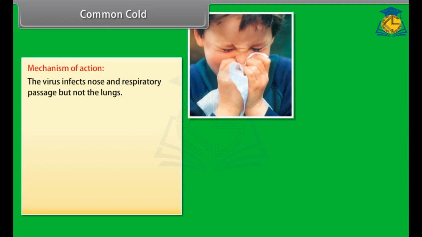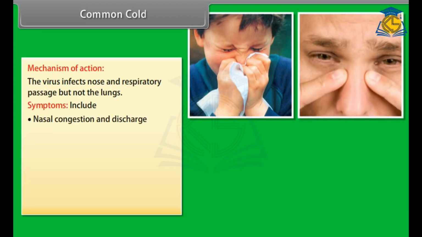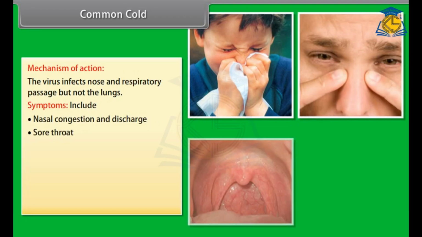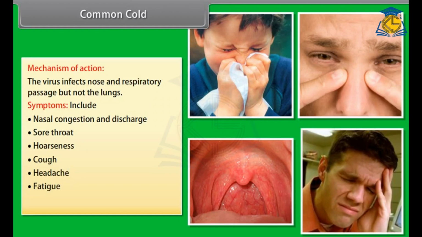Mechanism of action. The virus infects the nose and respiratory passage but not the lungs. Symptoms include nasal congestion and discharge, sore throat, hoarseness, cough, headache, and fatigue. The symptoms usually last for 3 to 7 days.